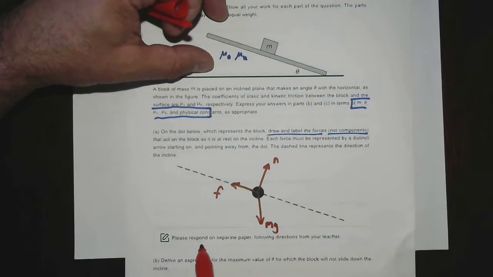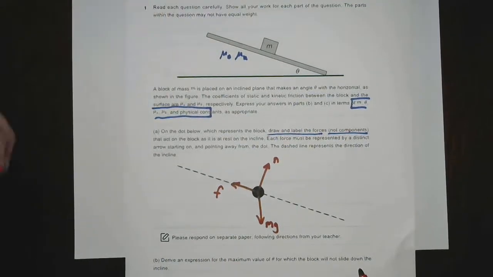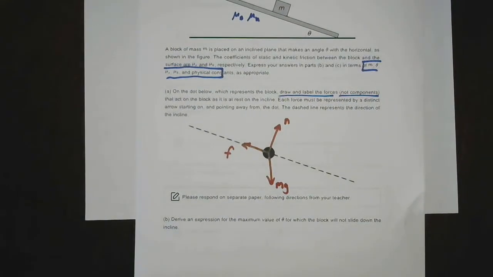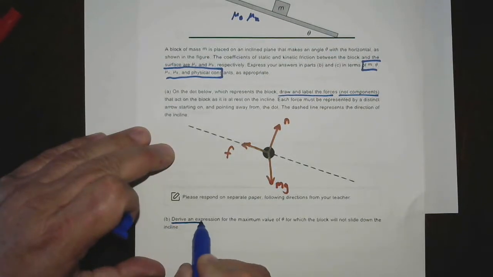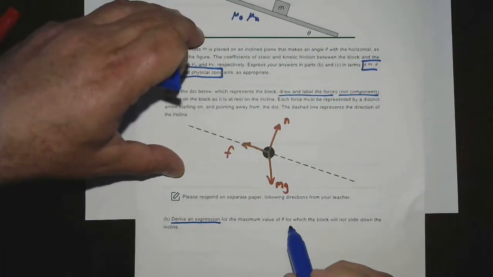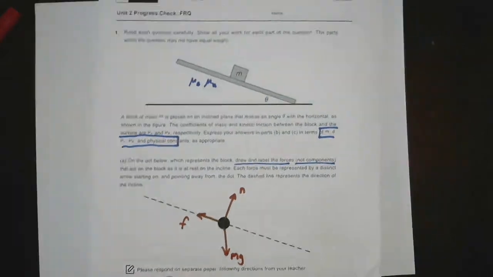Now it says, please respond on a separate sheet of paper following the directions from your teacher. Yeah, okay, I did it right there. Part B says derive an expression for the maximum value of theta. So we're going to be deriving an expression for the maximum value of theta for which the block will not slide down the incline.